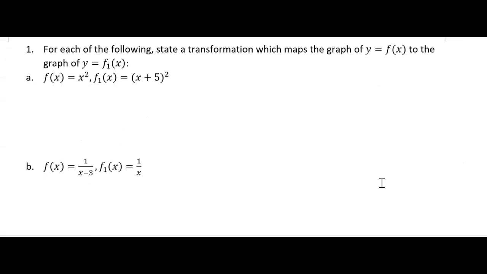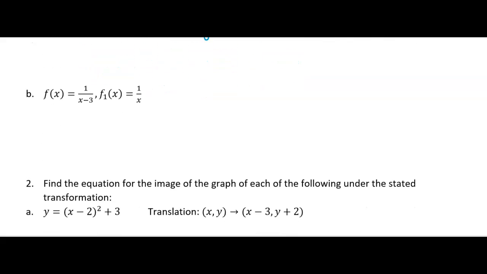So for each of the following, state the transformation which maps the graph of y equals f of x to the graph of y equals f(x+1). Okay, so we've got first of all, a square graph, a parabola, and it's undergone this transformation here. So the +5, so that means it has gone 5 units in the negative x-axis direction. Probably not the best phrasing.